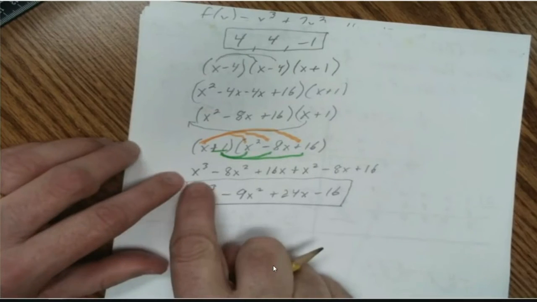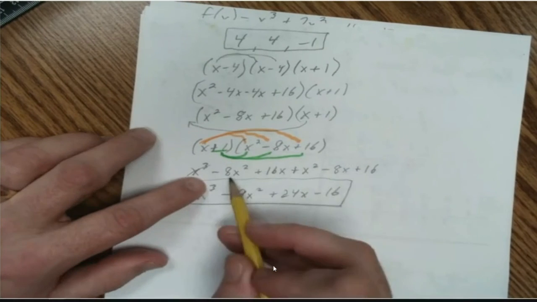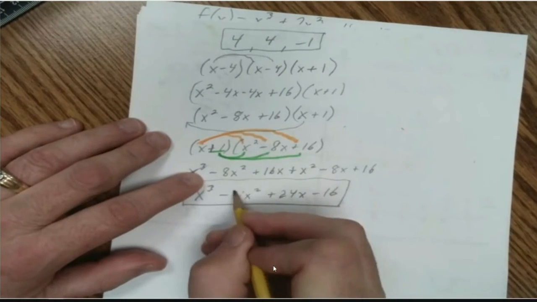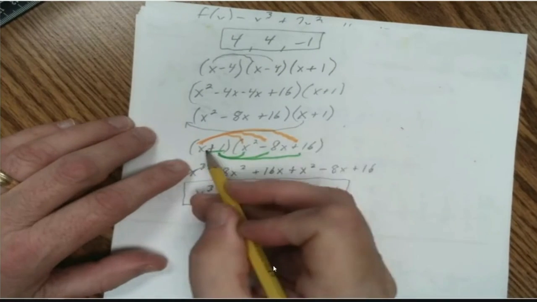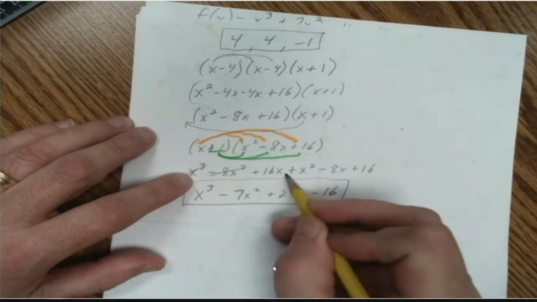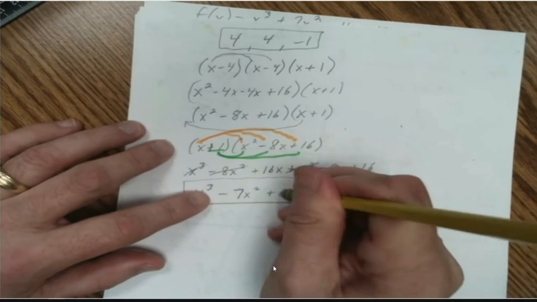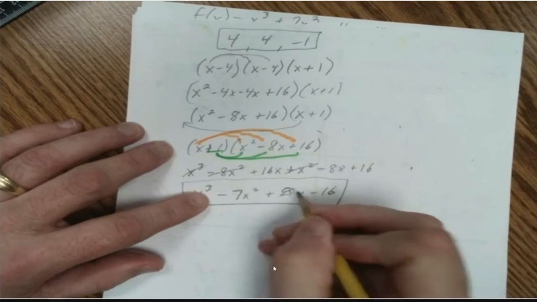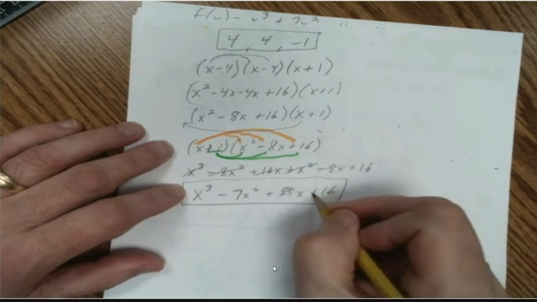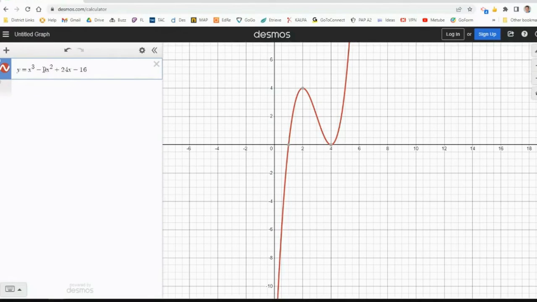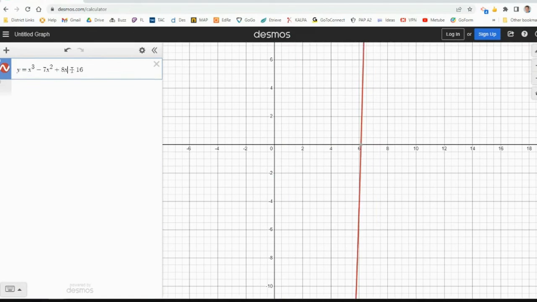So now let me redo this. X to the third, there's only one of those. X to the squared, so this is only -7. See, I changed the sign right there. I switched it. So -8x squared and positive x squared. Positive 16 and -8. So that's just a positive 8. And then this is a positive 16. So let's update our equation in Desmos. So this is -7. This is a positive 8. And this is a positive 16.